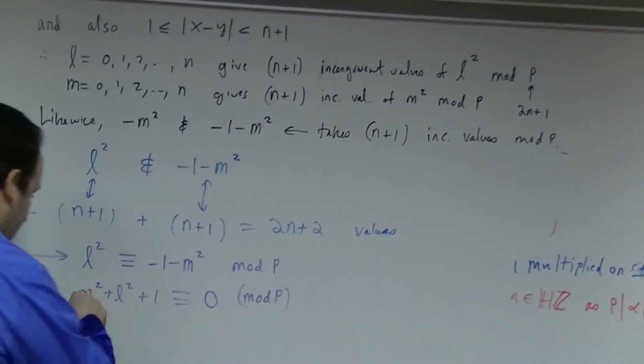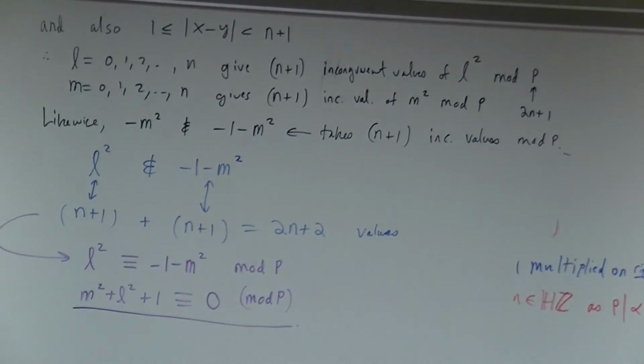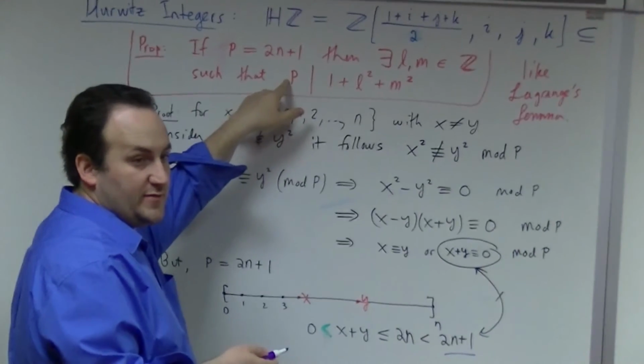All right, so that's what we're trying to prove. Because that's equivalent to saying that p divides 1 plus l squared plus m squared for some m and l.